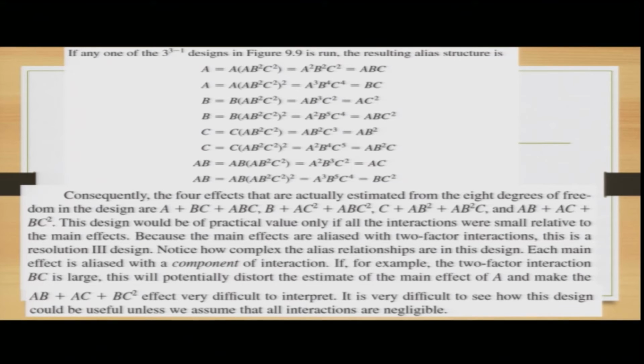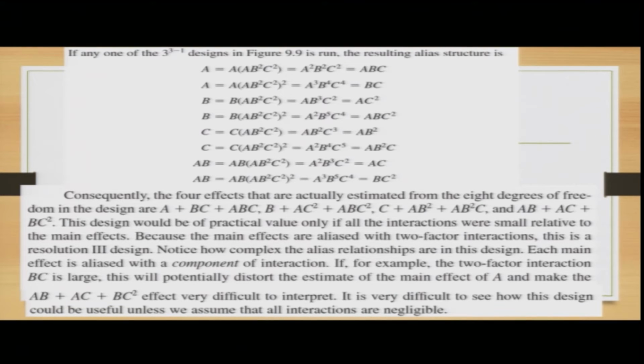Consequently, the 4 effects that are actually estimated from the 8 degrees of freedom in the design are A + B + ABC, B + AC² + ABC², the third one is C + AB² + AB²C, and the last one is AB + AC + BC². Based on that, you can do the calculations. This design would be of practical value only if the interactions were very small relative to the main effects, and we can find out the effects accordingly.